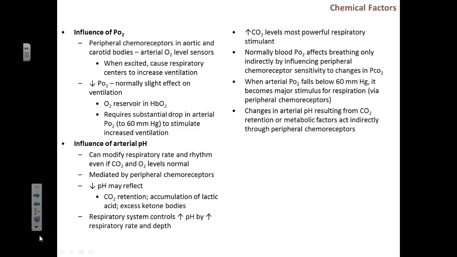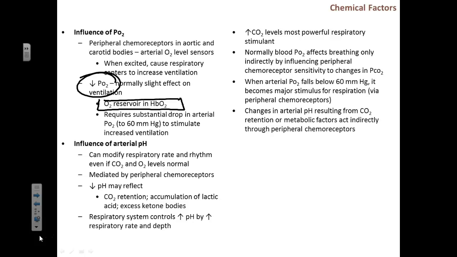Oxygen, opposite. When you have low oxygen levels in the blood, it stimulates ventilation, it increases breathing. But you have to understand that moderately decreased oxygen levels, not extremely, will have a very slight effect on ventilation. The reason for it, you have a lot of oxygen bound to hemoglobin. Make sense?